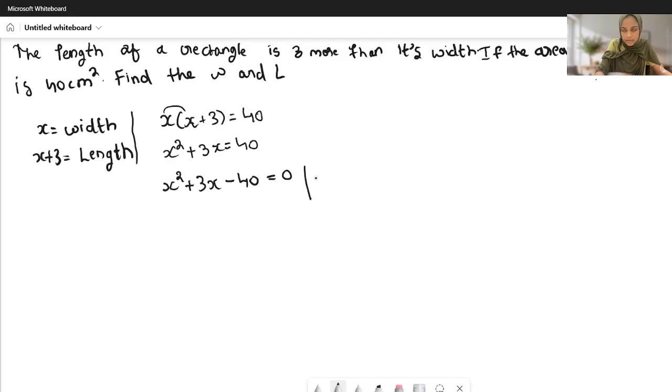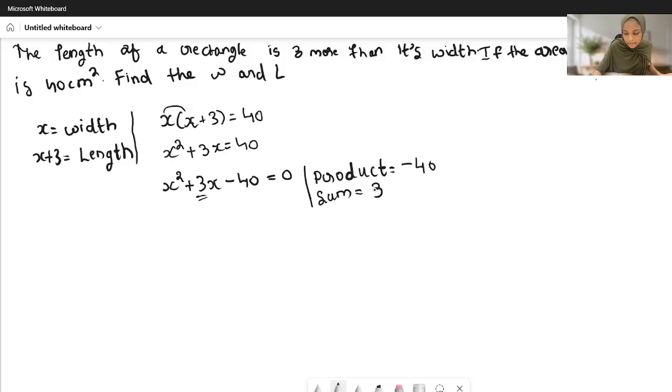And if you watch the previous video about quadratic equations that I made, you will know that the product of two numbers is the constant term of the quadratic equation. Right now the constant is minus 40, so the product is minus 40. And the sum of two numbers is going to be the coefficient of x. Here the coefficient of x is 3, so the sum is 3. So we need to find two numbers whose product is minus 40 and the sum is 3.